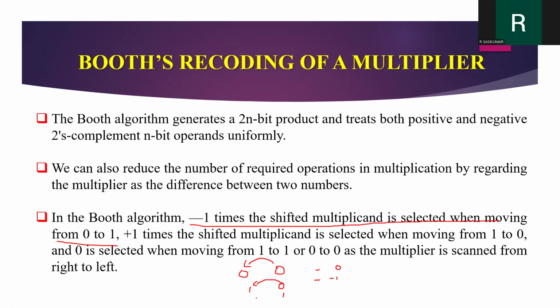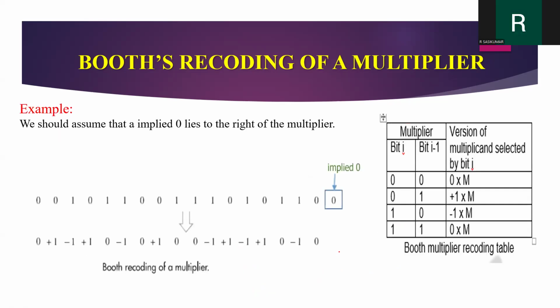If there is a transition from 1 to 0, the answer is plus 1. So plus 1 times the shifted multiplicand is selected when moving from 1 to 0. And if there is a transition from 1 to 1, the answer is 0. This is the point I have mentioned in the third point. I will give an example now.